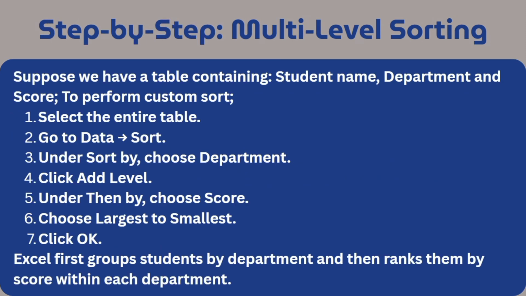For you to do your multi-level sorting, you select the table, you go to Data and Sort, and under Sort by, you choose Department. You click Add Level, then under Then by, choose Score, then choose largest to smallest, then click OK. So Excel first groups students by department and then ranks them by score within each department.